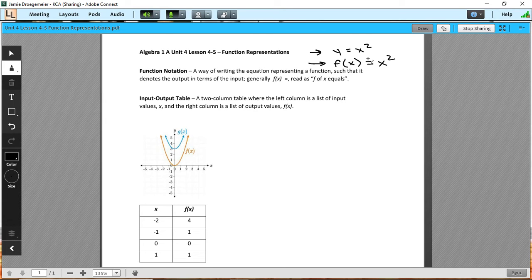Whatever x squared is, that's going to give us the function value of x, or the output of x. So that's function notation. You'll see that used quite a bit.